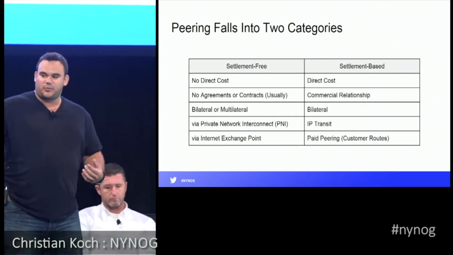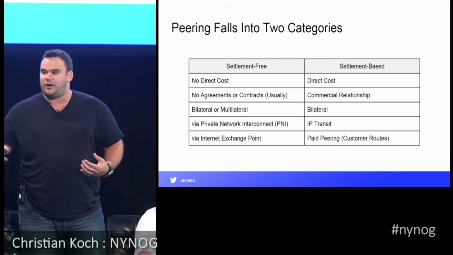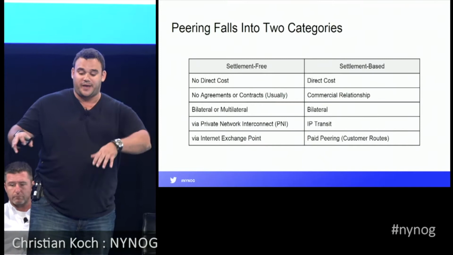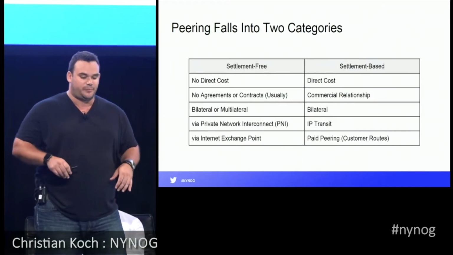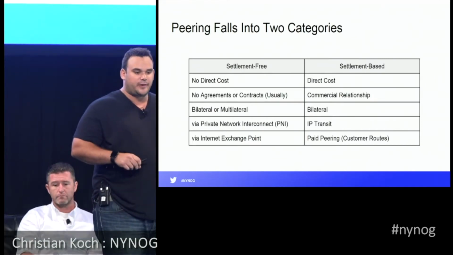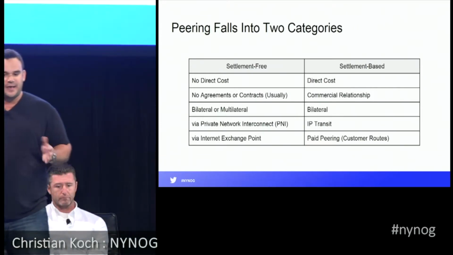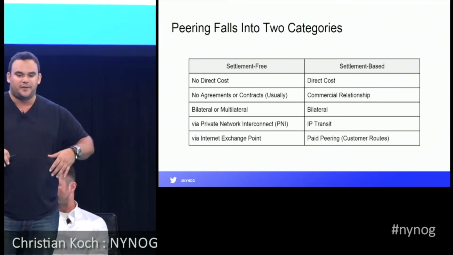When we talk about settlement-based, there is a direct cost. You're paying a provider or carrier for your IP transit or for your paid peering. That's a commercial relationship. Usually with settlement-free peering, we're talking about no agreements, no contracts, although sometimes agreements can come into play depending on the relationship.